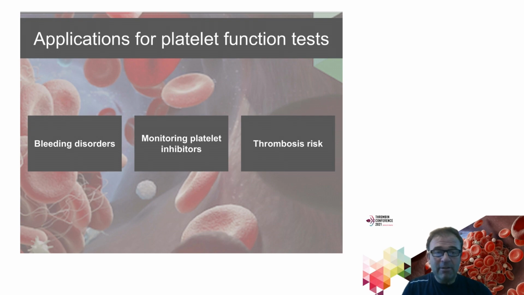So I will briefly go into the bleeding disorder and the monitoring of the platelet inhibitors, and then I will go into the most difficult part, the role of platelet function tests to estimate thrombosis risk.